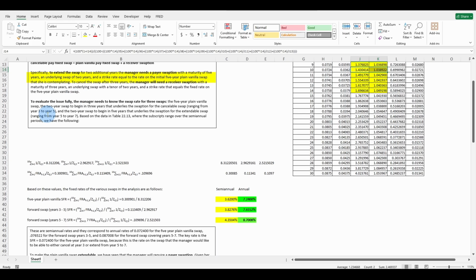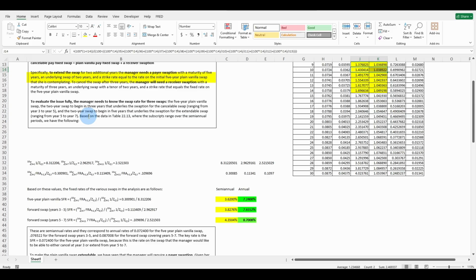To evaluate the issue fully, the manager needs to know the swap rate for 3 swaps: the 5-year plain vanilla swap, the 2-year swap to begin in 3 years that underlies the swaption for the cancelable swap, ranging from year 3 to year 5, and the 2-year swap to begin in 5 years that underlies the swaption for the extendable swap, ranging from year 5 to year 7.